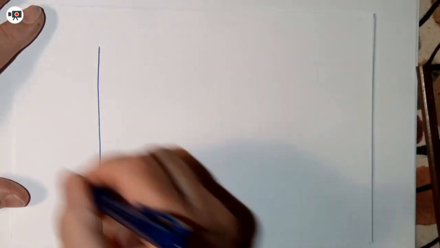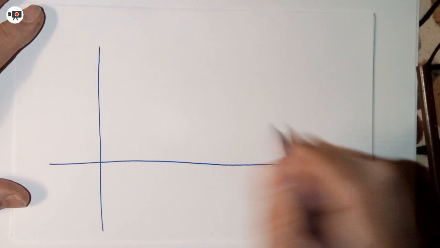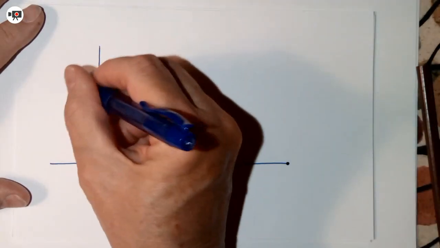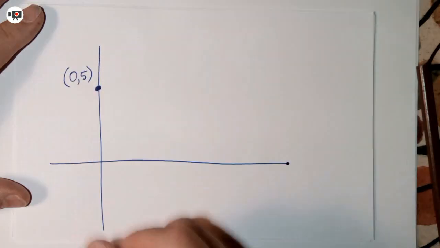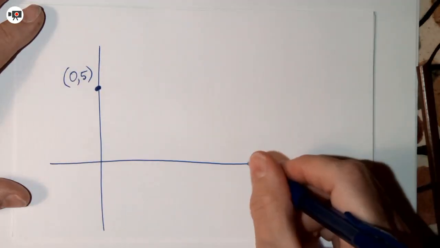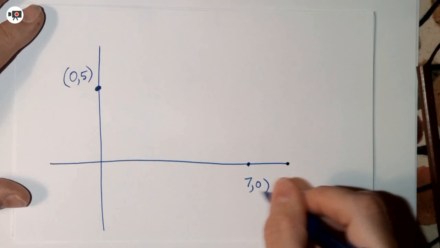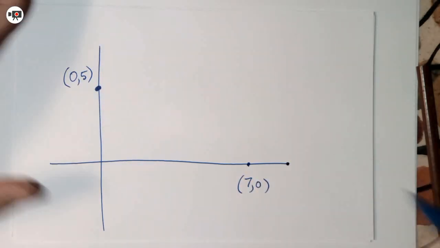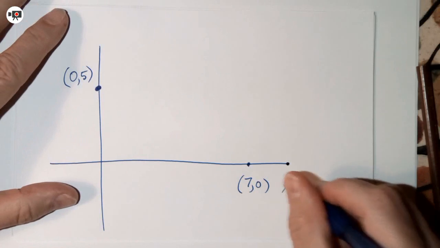A reminder, when you're graphing it, particularly when you're looking at standard form, it's very helpful if you have a graph and you have a point here and say this is the point 0, 5. X is 0, y is 5. This is the point 7, 0. X is 7, y is 0. Clearly this is the x-intercept.